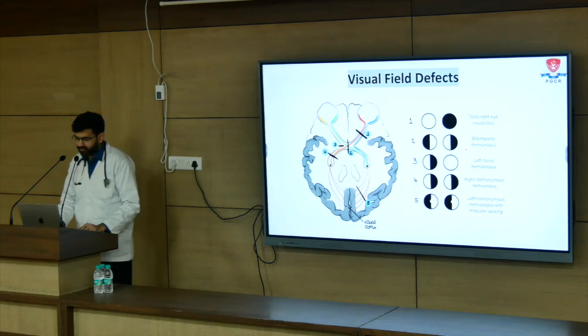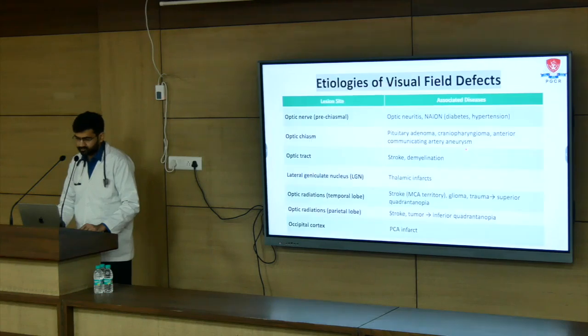Coming to visual field defects, depending on the site of lesion in the visual pathway, field defects can be total right eye visual loss as depicted by the first lesion, or there can be bitemporal hemianopia or left nasal hemianopia depending on involvement of the optic chiasm. Right homonymous hemianopia can occur if there is involvement of the left optic tract, and left homonymous hemianopia with macular sparing if there is involvement of the right occipital cortex.